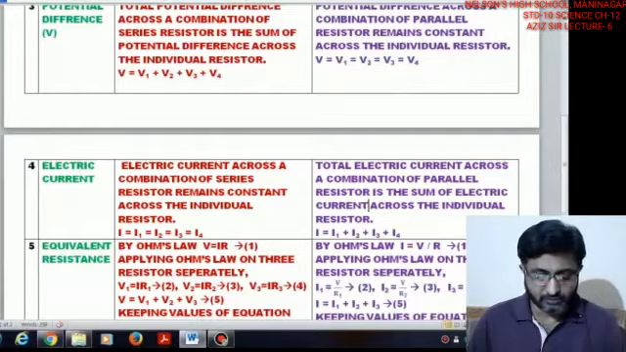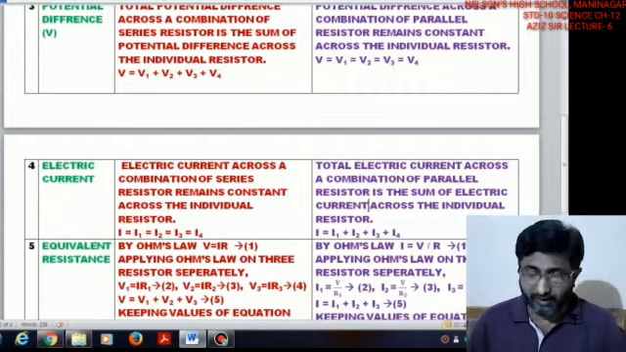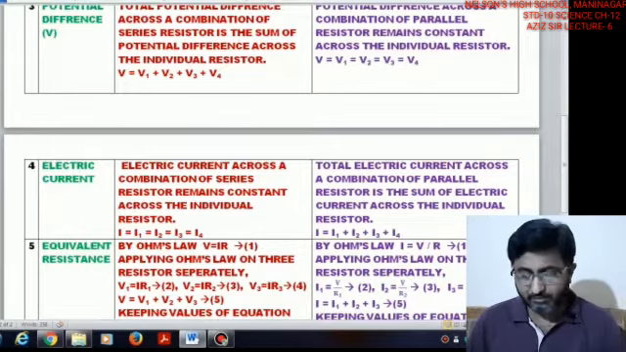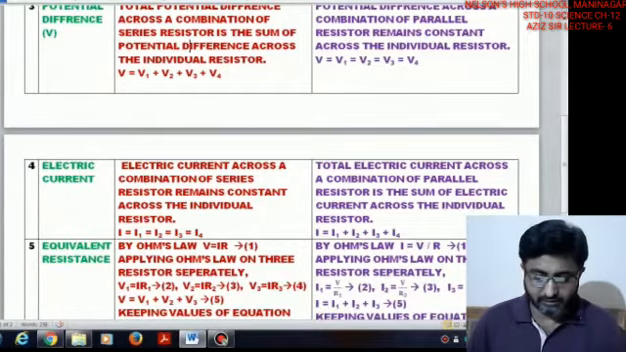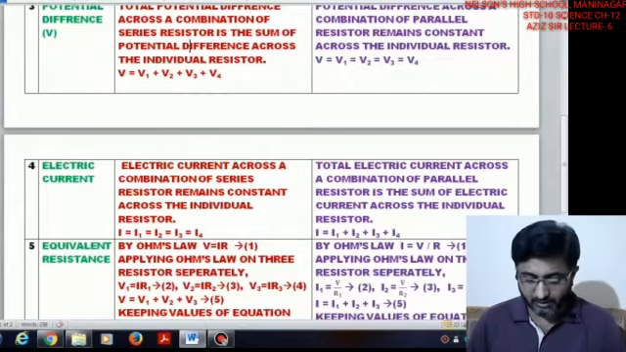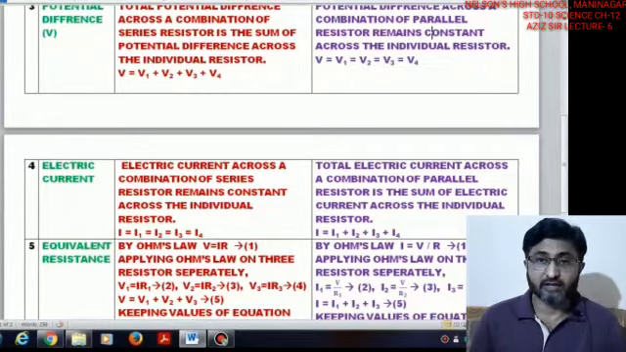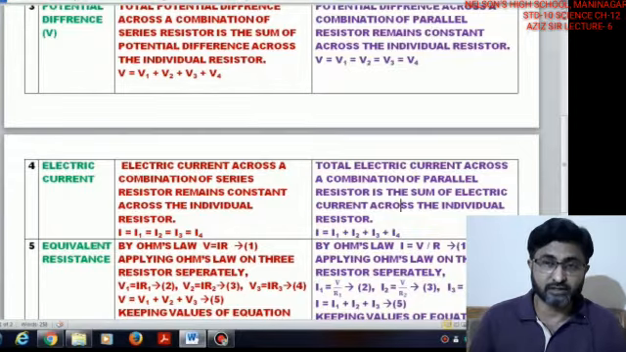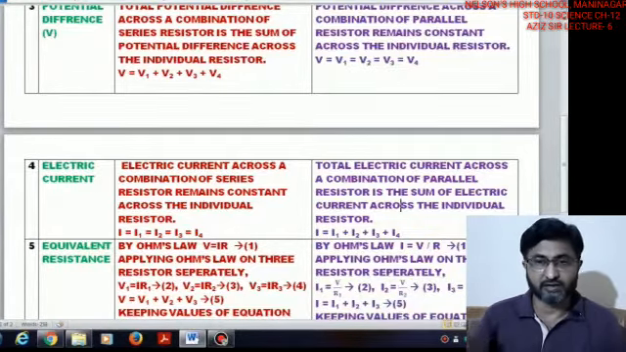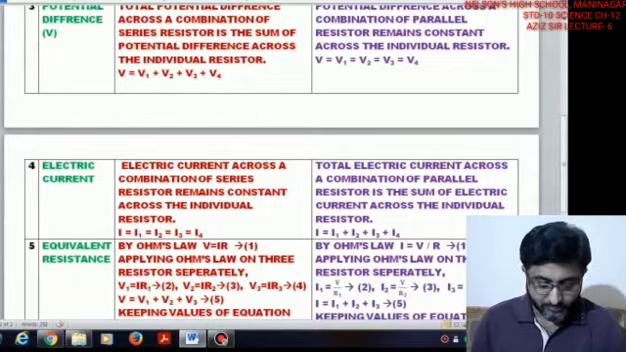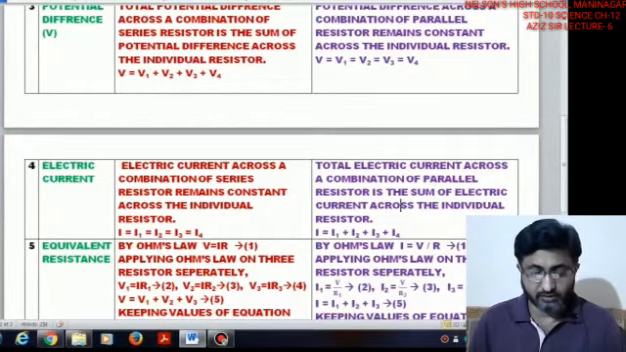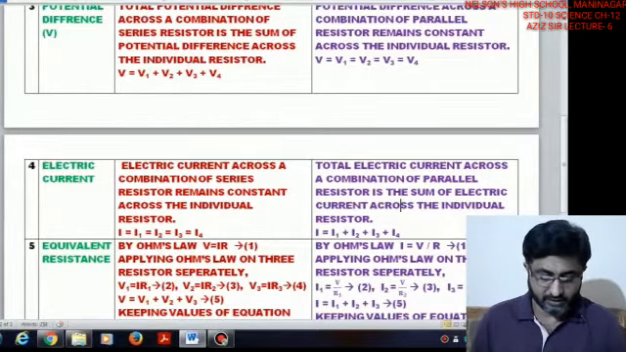In series connection, voltage divides but current remains the same. But in case of parallel connection, voltage remains the same and current divides. Wherever the current divides, it will come in the summation part, that is I1 plus I2 plus I3 plus I4. And in case of the series connection, current remains constant.